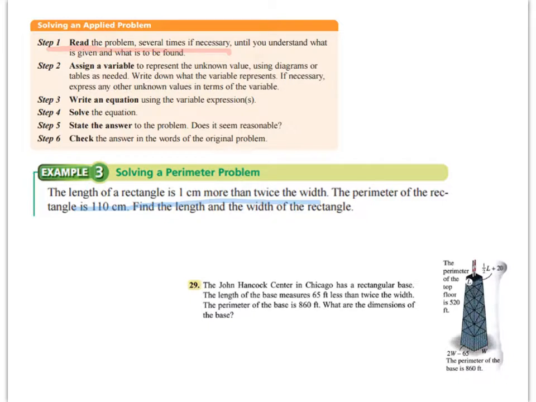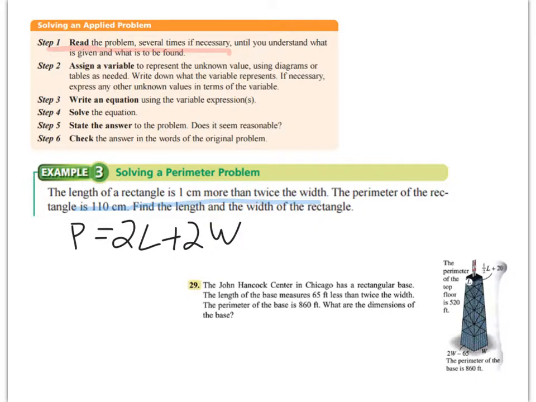Now this is a fairly common situation we're dealing with here, so we actually have a formula that we can use. The perimeter of a rectangle equals 2 times the length plus 2 times the width. As far as assigning variables and writing an equation, hopefully we all understand P is for the perimeter, L is for the length, W is for the width.